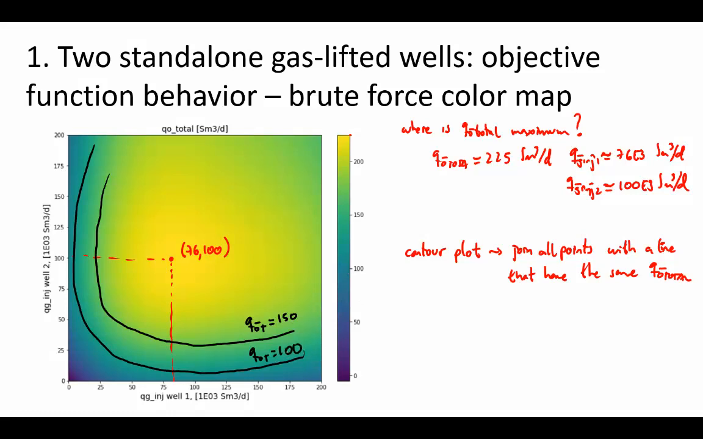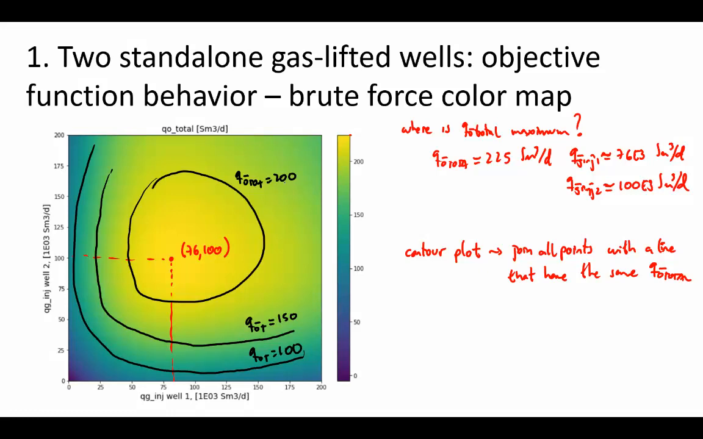So this is a different way to observe the same data. Instead of using a color, you simply look at the contour plot and you join all of those points with a line that have the same QO total. For points which are a bit more inside, it looks maybe something like that, closer to, and that might be 200 Q oil total. It's a contour because it's like an ISO value line.